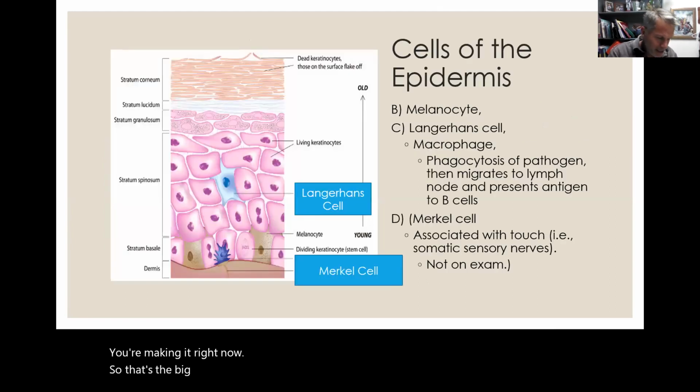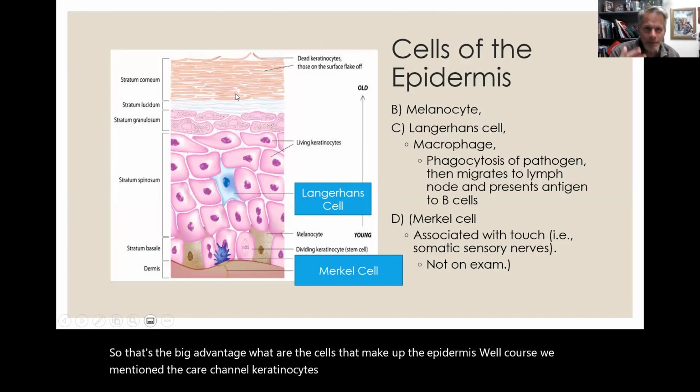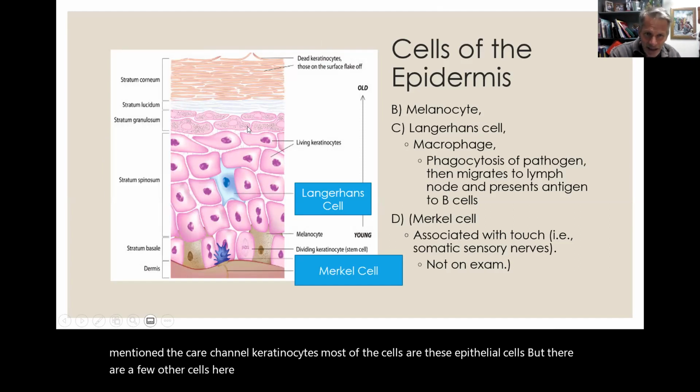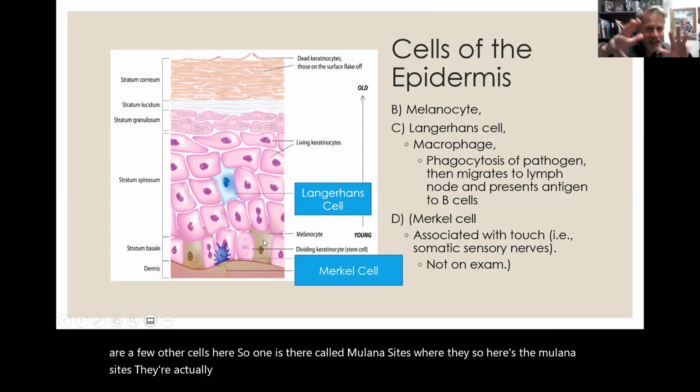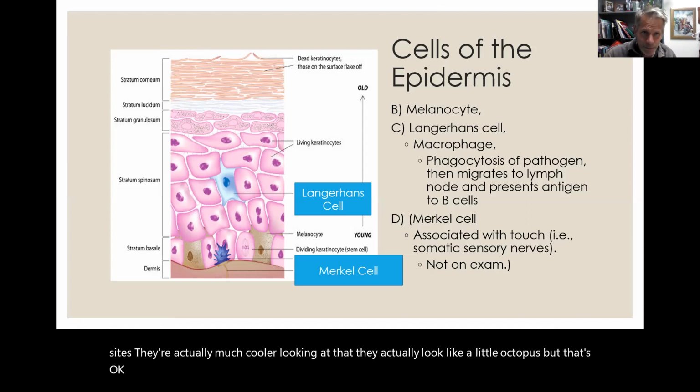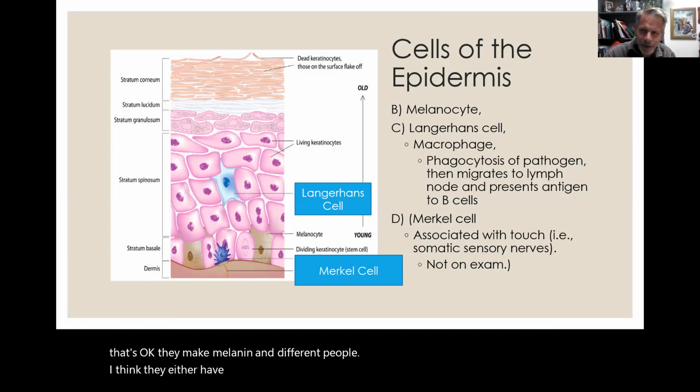What are the cells that make up the epidermis? Well, of course, we mentioned the keratinocytes. Most of the cells are these epithelial cells, but there are a few other cells here. So one is called melanocytes. Where are they? So here's the melanocytes. They're actually much cooler looking than that. They actually look like a little octopus, but that's okay. They make melanin, and different people, I think they either have more melanocytes, but it all depends on where your ancestors came from.